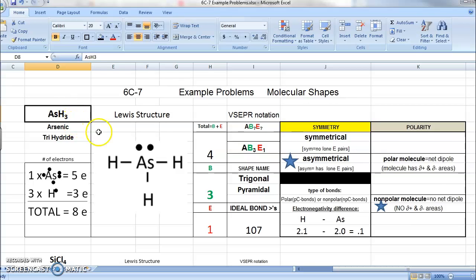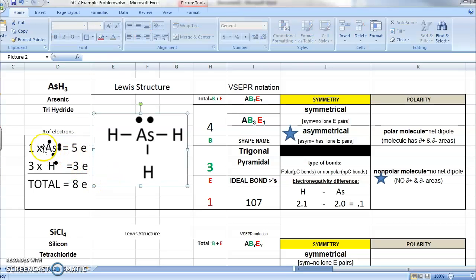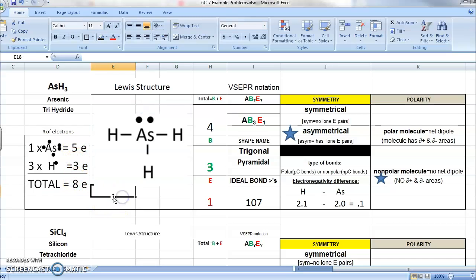Well, we learned that we need to go through the steps to drawing Lewis structures, and the first thing is the electron accounting step. Arsenic is in Roman 5. It has 5 electrons, and we have 1 arsenic in the formula. There are 3 hydrogens in the formula, and hydrogen is in Roman 1. It has 1 valence electron. 3 times 1 is 3. 5 and 3, we have 8 total electrons to work with. That's step 1 of how we draw these structures that we learned in Unit 6A.